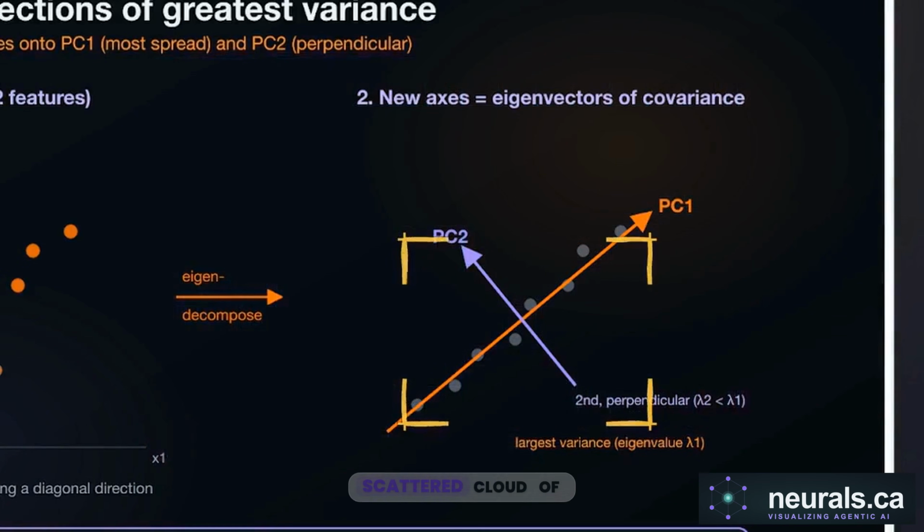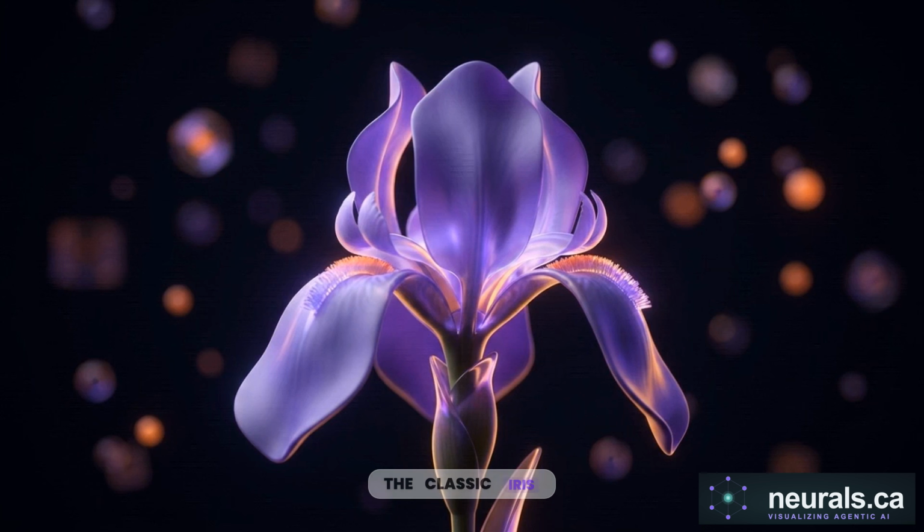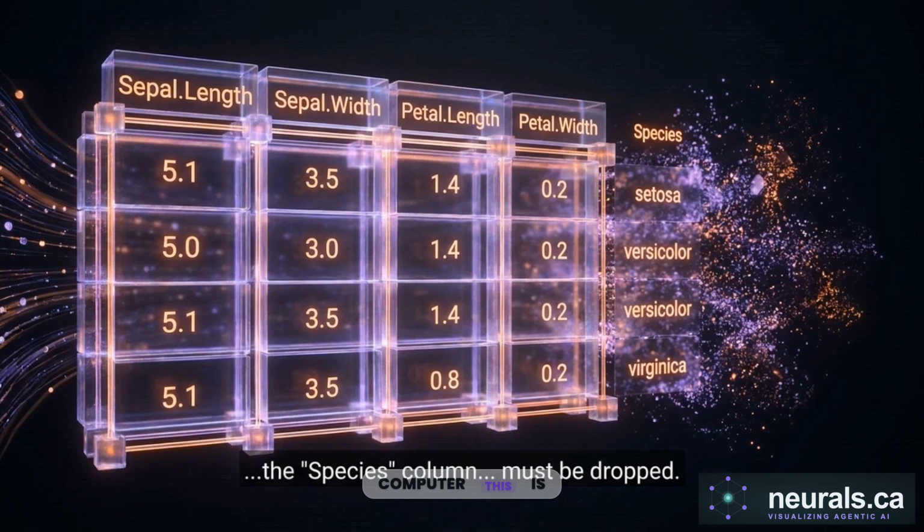Our goal is to take a scattered cloud of measurements. The code for this implementation is available in the 50 Algorithms repository on GitHub, within the Chapter 6 notebook for unsupervised machine learning. We are using the classic iris dataset. For the computer, this is just a 4-dimensional grid, a matrix recording the sepal and petal dimensions of various flowers. But before the algorithm can run, the species column, the labels identifying the flowers, must be dropped from the script.